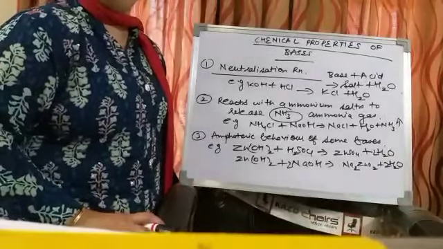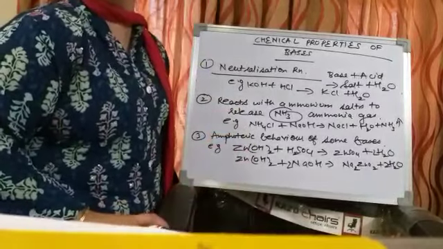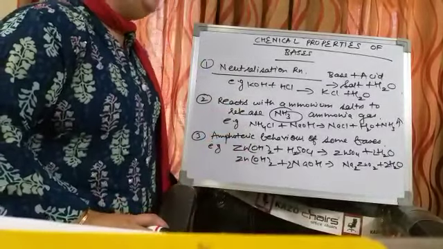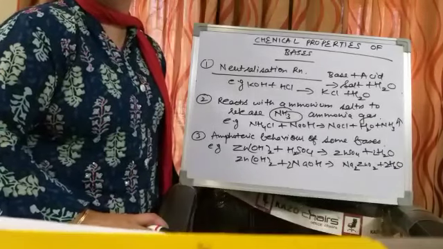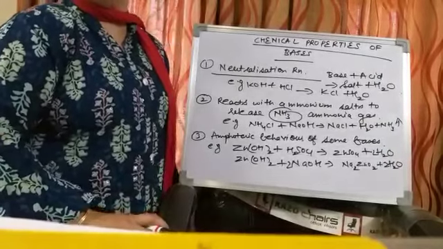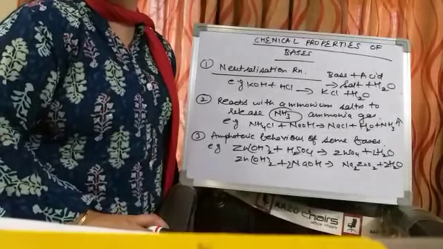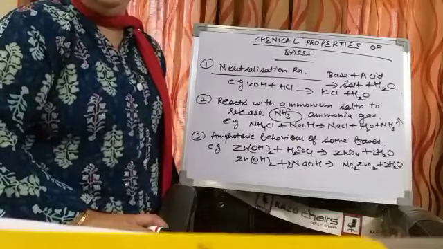Now the next indicator is methyl orange. As the name suggests, the color is orange. With the base, the color of methyl orange changes from orange to yellow, and with acid, the color of methyl orange changes from orange to pink. This is a very important observation.